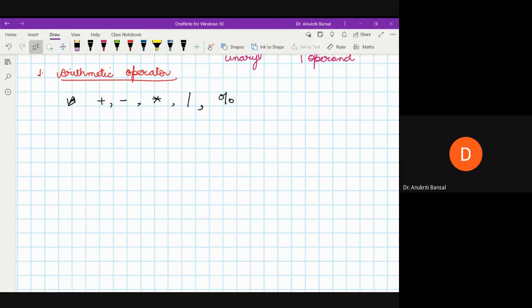These operators act only on numeric values. So operands should be numeric. Now these numeric values can be integer, they can be real, and they can be of char type. Character we also consider numeric. We will discuss these things in coming classes.